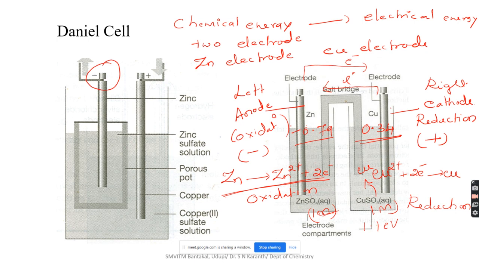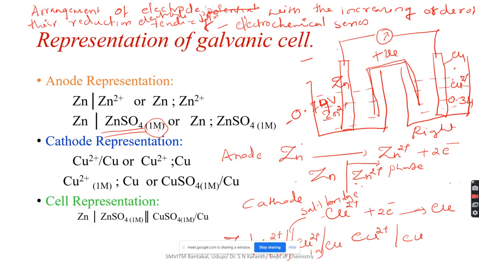And that potential developed by each electrode is called a single electrode potential, or we can define the single electrode potential as the potential developed at the interface when a metal is dipped in a solution containing its own ion. This happens mainly due to the difference in the pressure between the solution and the metal.